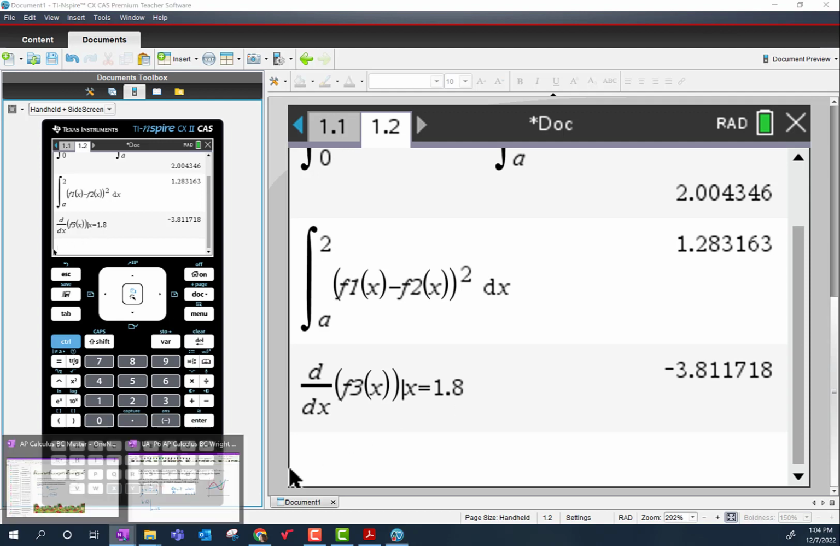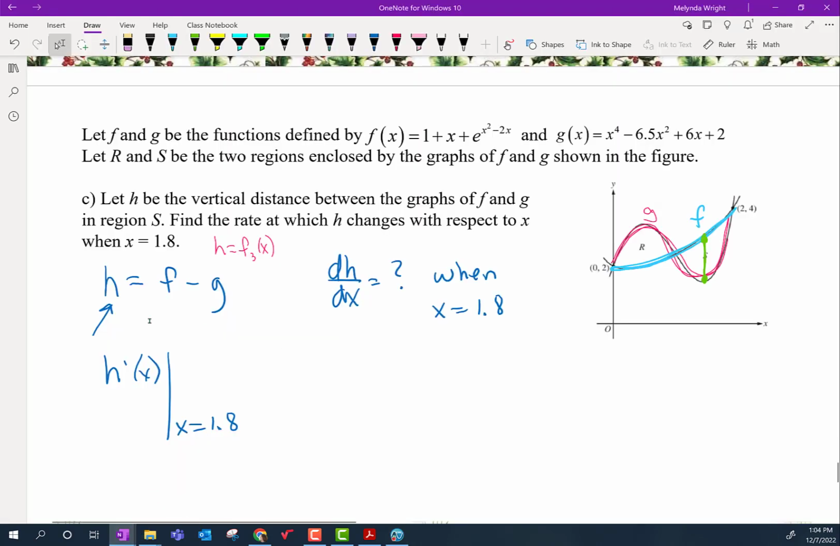Okay, so we go back to our document. And this is all we need to write, showing that we need to identify what h is. We listed it. And we need to say we're taking the derivative of it. We don't have to physically take the derivative of it. But we're saying this is what we're doing in our calculator. We have that defined. We're taking the derivative of this. And so that value is negative 3.812, and we're done.